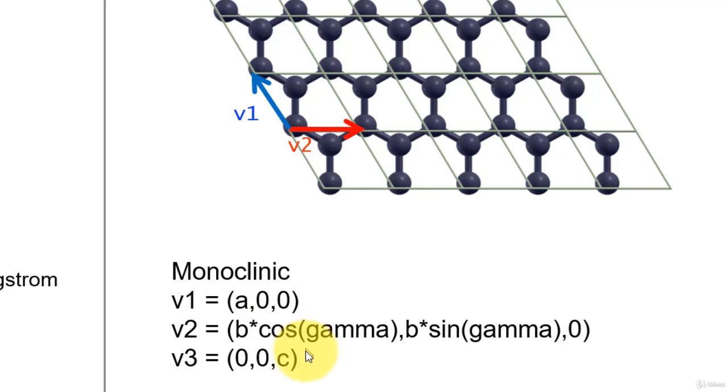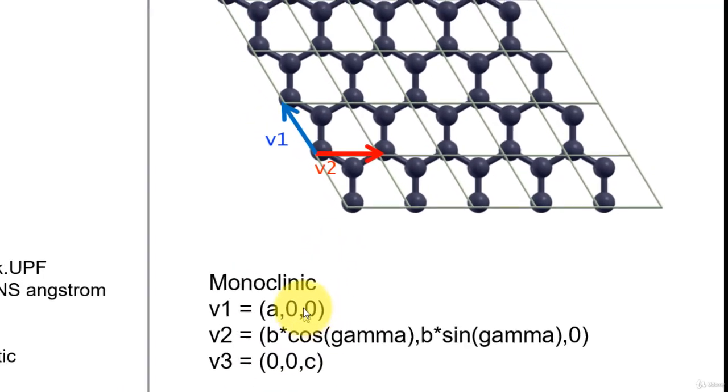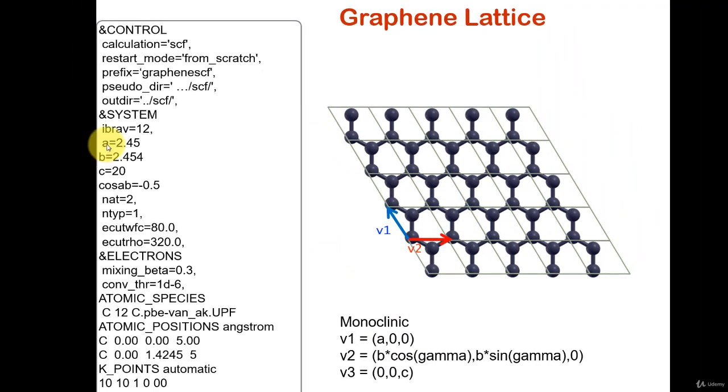Gamma is the cosine between A and B. From the graphene lattice, we know that A equals B equals 2.45 angstrom. You can see the graphene lattice and the primitive lattice vectors, and we can see that the angle between V1 and V2 is 120 degrees.